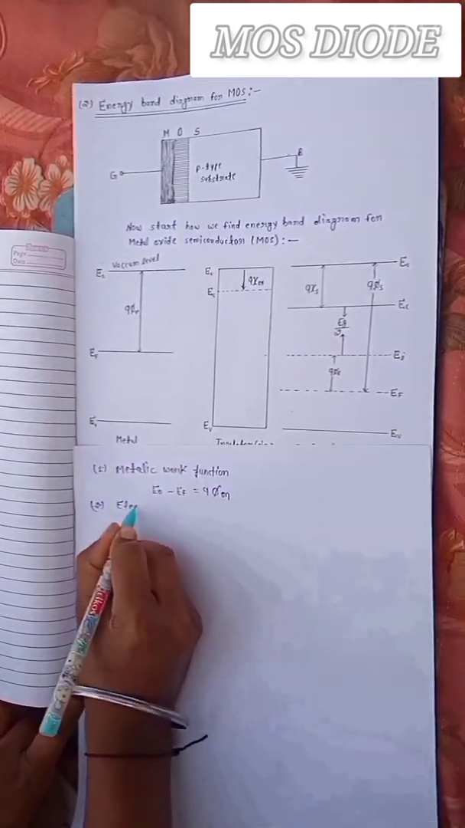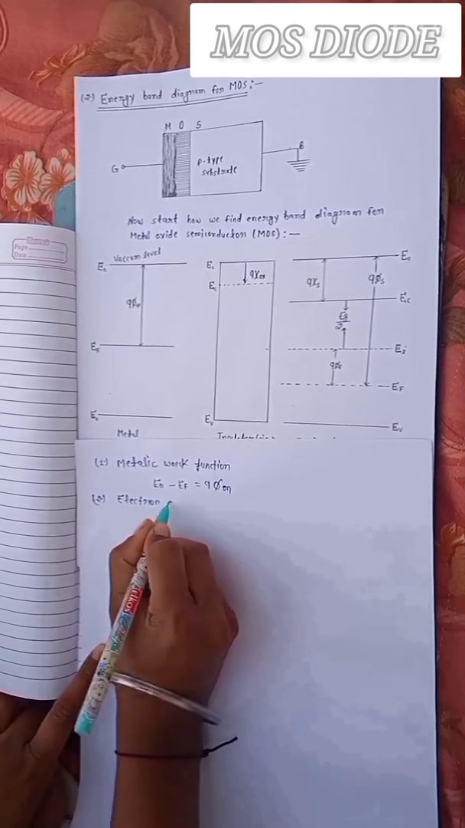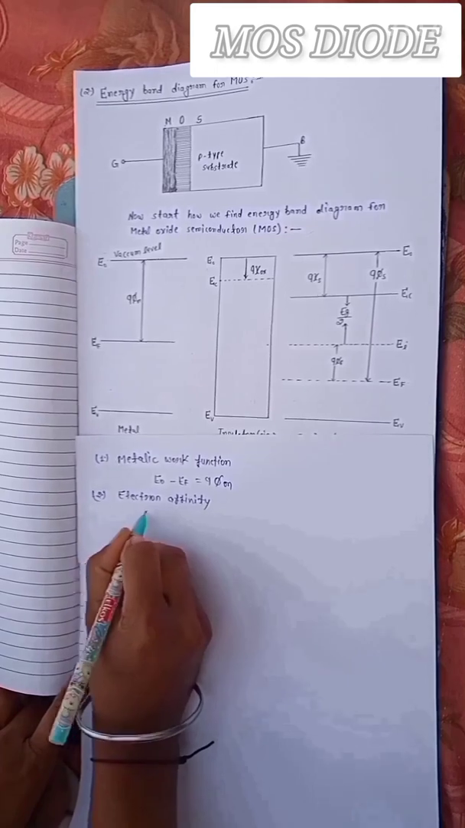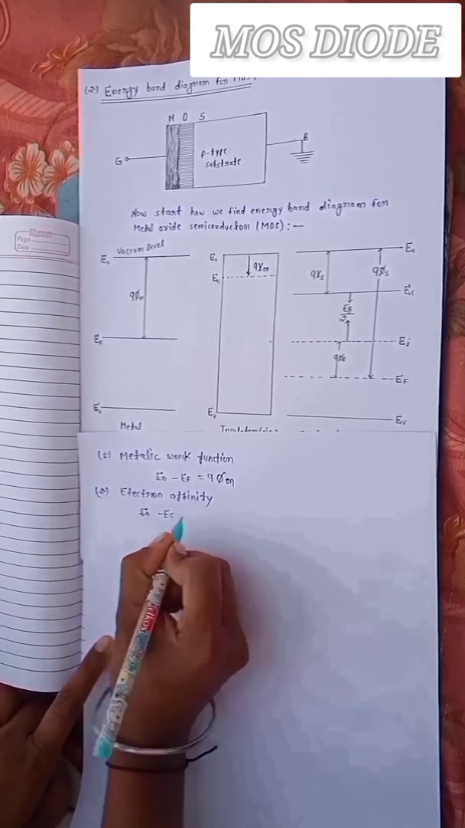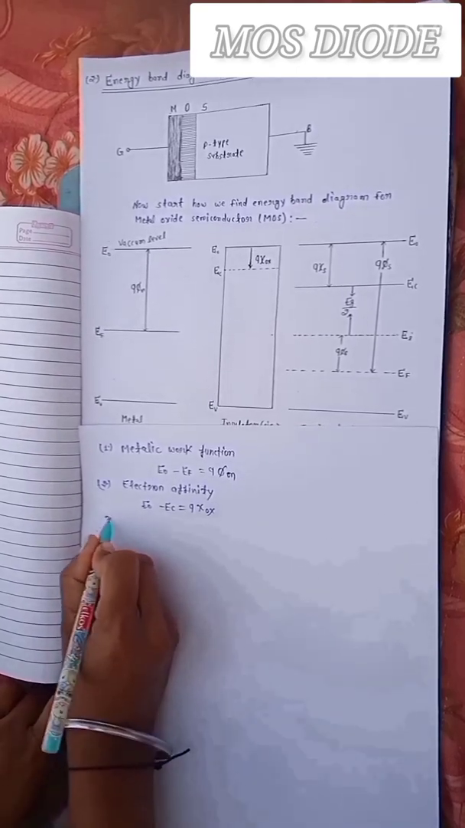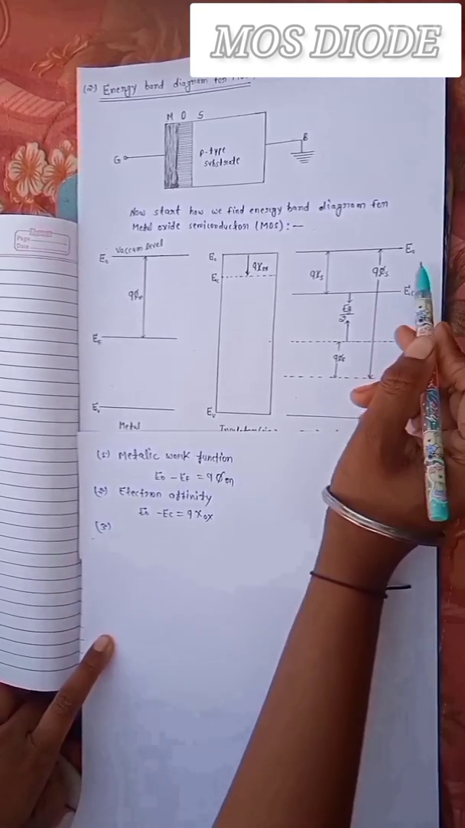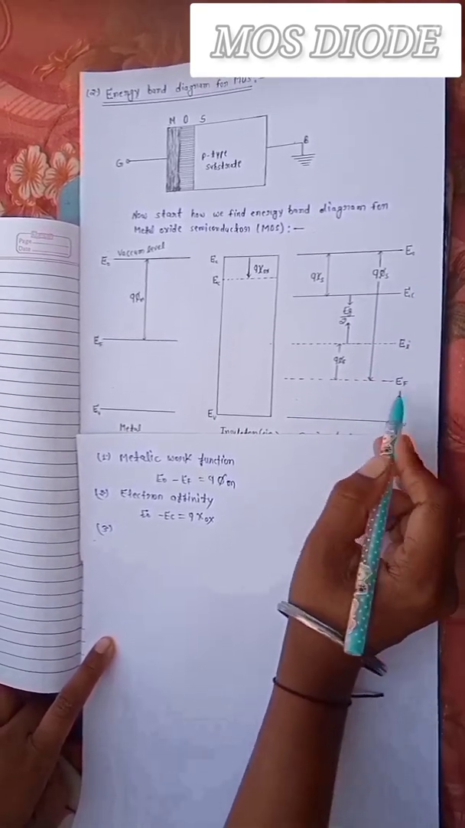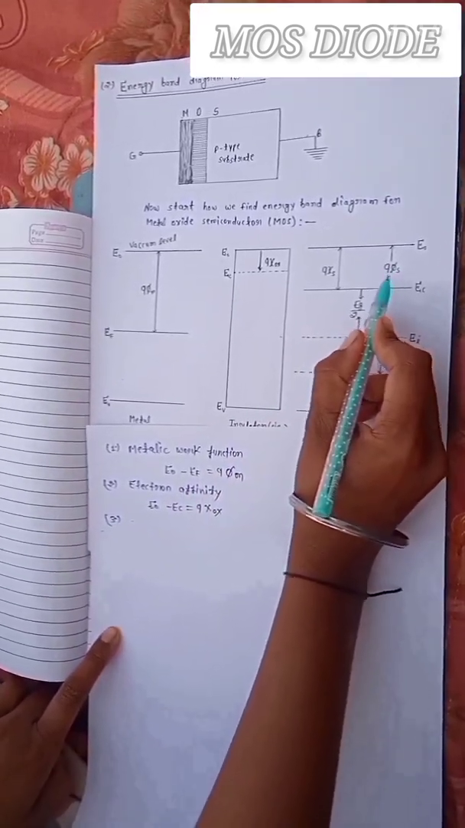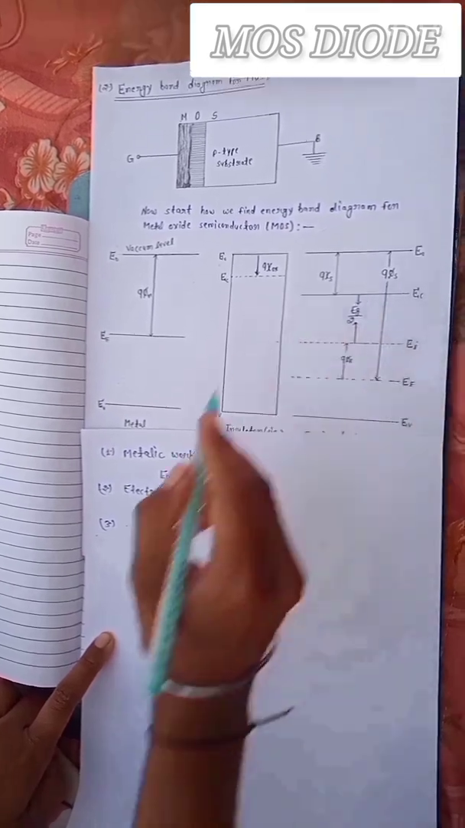Electron affinity: E naught minus EC is Q chi ox. And third, the difference of E naught and EF is Q phi s. This is called the semiconductor work function.